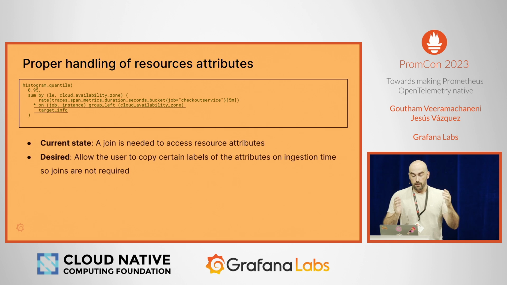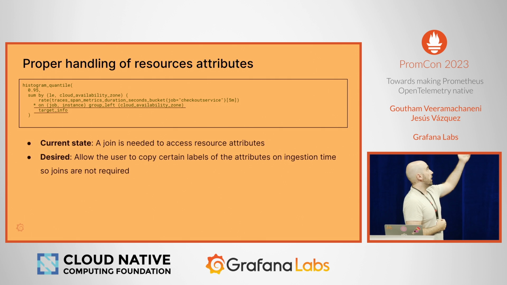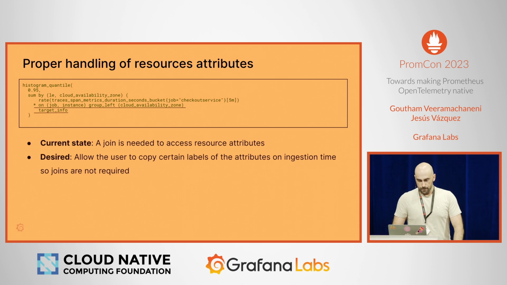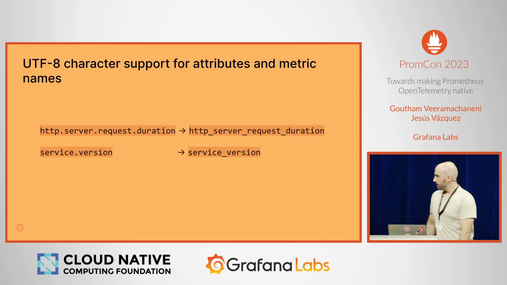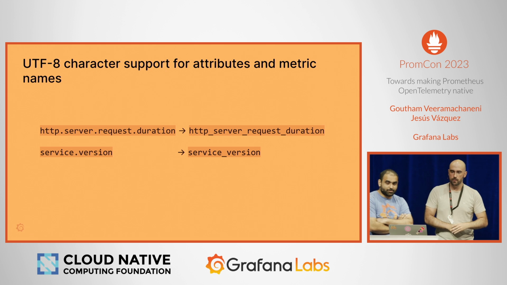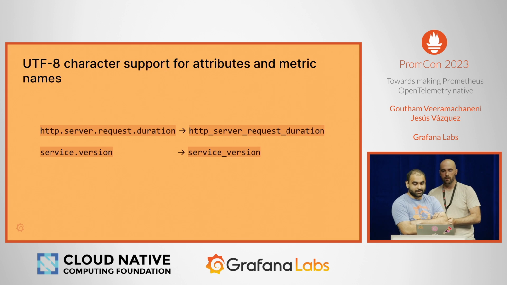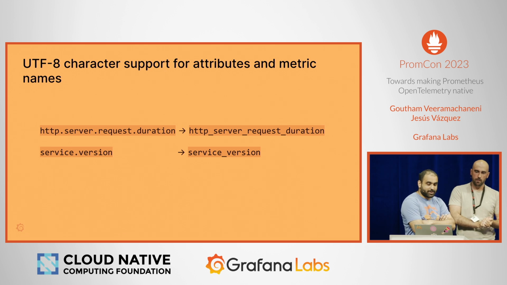There is a list of attributes that are default by the spec, but you can also have custom attributes. So you could add them to that config, and it would just happen. And then you won't have to do the joins. Right? The other interesting thing about OTel is it has support for dots in metric and label names.